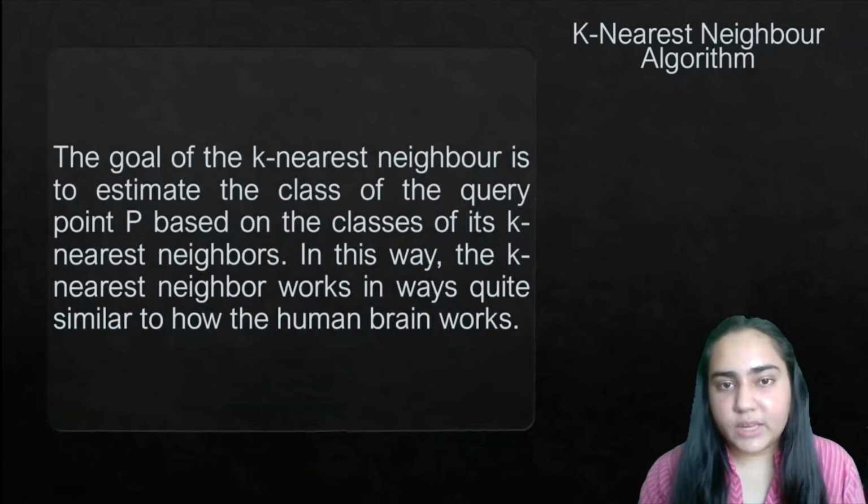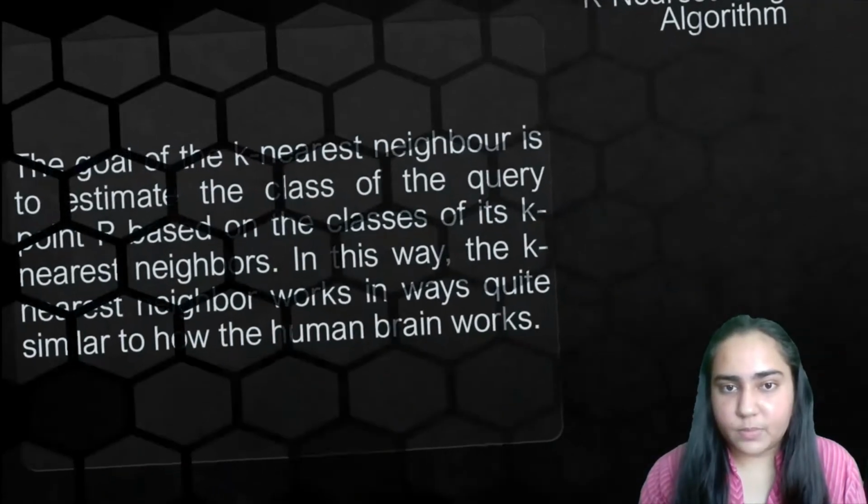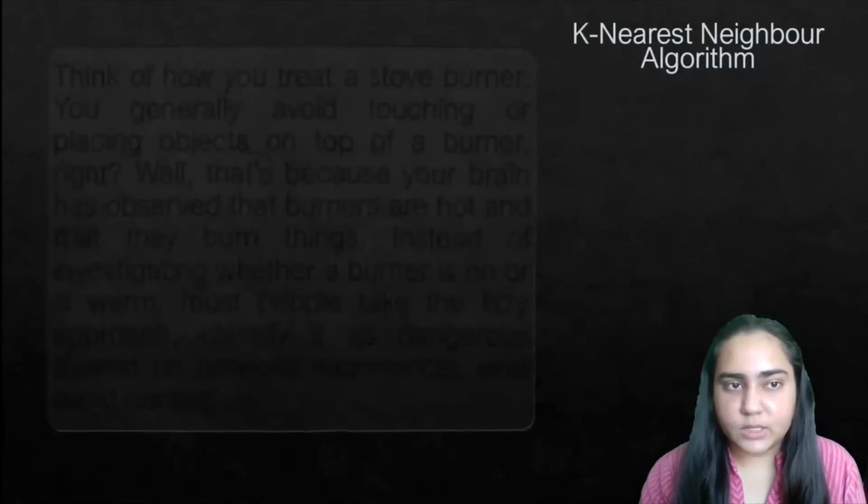The goal of the k-nearest neighbor is to estimate the class of the query point P based on the classes of its k-nearest neighbors. In this way, the k-nearest neighbor works in ways quite similar to how the human brain works. Let me give you an example for that.